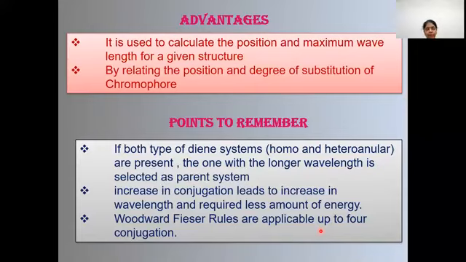Some points must be remembered when we are using the Woodward-Fieser rules. First, if in a diene both conditions are present, suppose in a molecule homoannular and heteroannular both conditions are present, then the condition with the longer wavelength is selected as the parent system. Second, increase in conjugation leads to increase in wavelength, requiring less amount of energy, and Woodward-Fieser rules are most of the time applicable up to 4 extended double bonds.